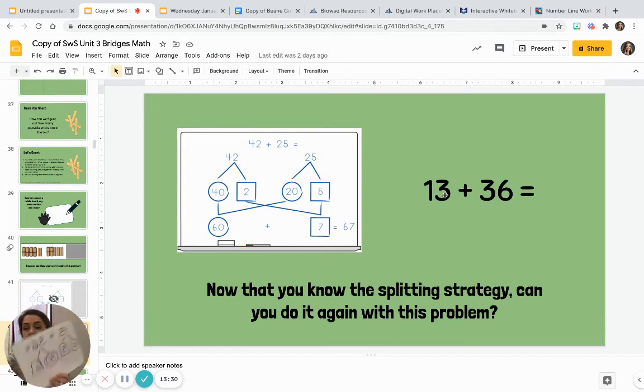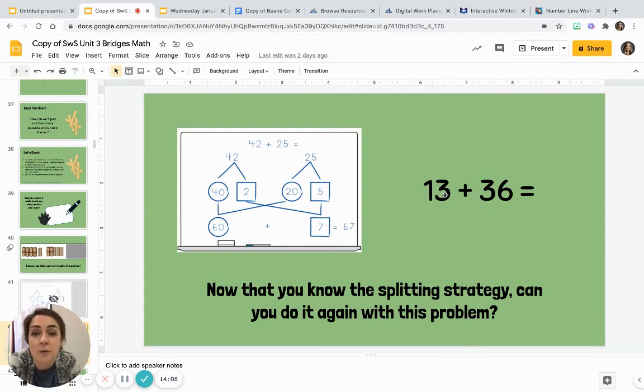Okay, now I need to add it together. What is 30 plus 10? 30 plus 10 is 40. What is 3 plus 6? So I'm adding my ones place. 3 plus 6 is 9. So I know that my total is 40 plus 9 equals 49. All right. We will practice that strategy more later.